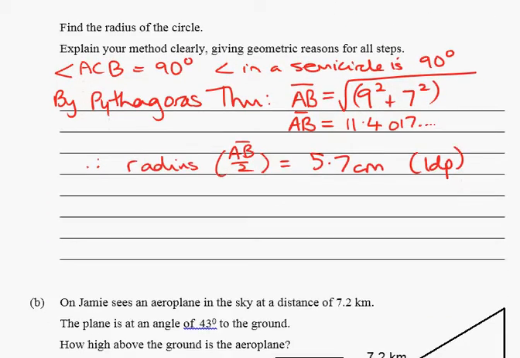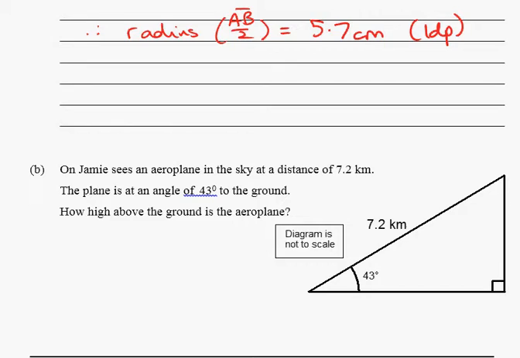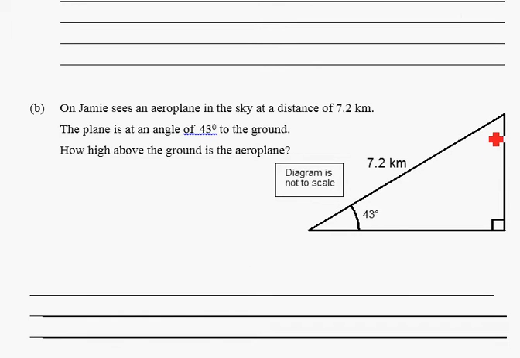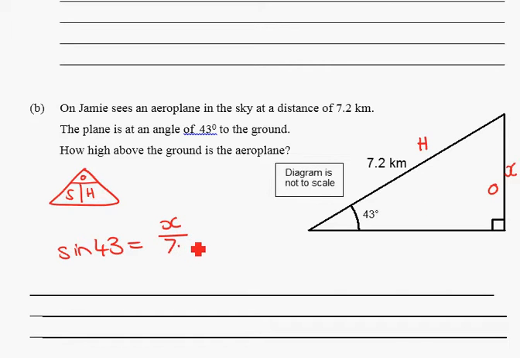Right, next question. Aeroplane in the sky at a distance of 7.2. The plane is at an angle of 43 to the ground. How high above the ground is the aeroplane? So we're clearly looking for that side. Hypotenuse, opposite. It's a SO problem. So sine of 43, SO equals O over H.